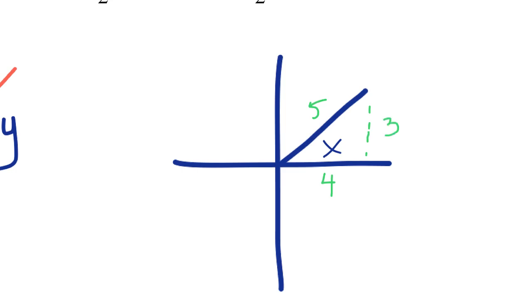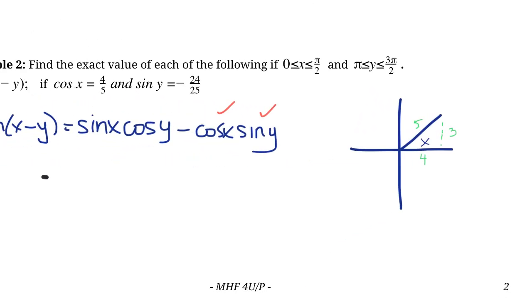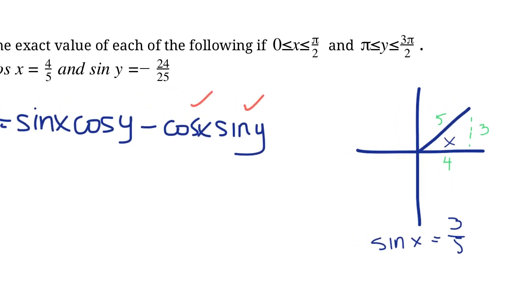Now, can we find sine of that angle, sine of x? Yep, it's just going to be opposite over hypotenuse, right? So sine x is going to be opposite, which is 3 over 5. And we can check, of course, is sine going to be positive in the first quadrant? Yeah, both of them are positive in the first quadrant. So that solves our sine x problem.